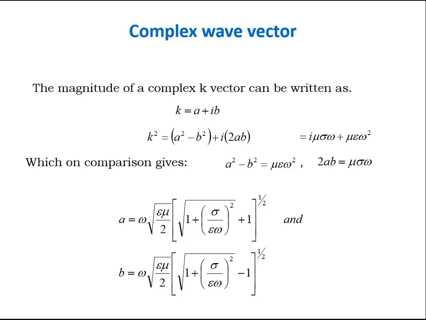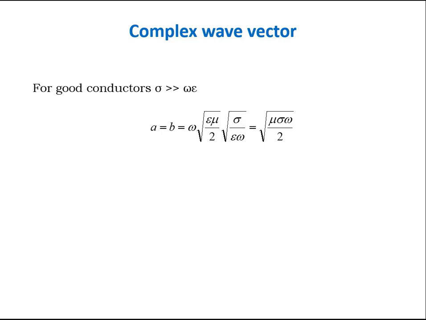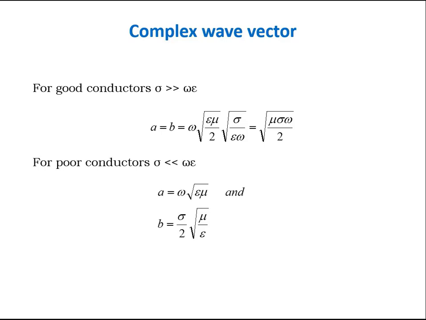It is to be noted that for a very good conductor, sigma is very high, and for a poor conductor, sigma is very small. So, for a good conductor, a and b become equal to each other, and that is equal to under root of mu sigma omega by 2. And for a very poor conductor, sigma is very much less than omega epsilon. So a and b get different values, and these are given by a equal to omega under root epsilon mu, b equal to sigma by 2 under root of mu by epsilon.